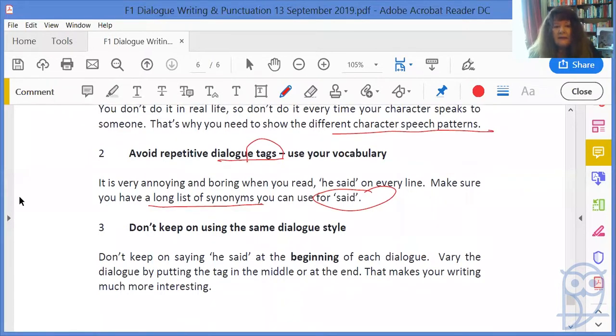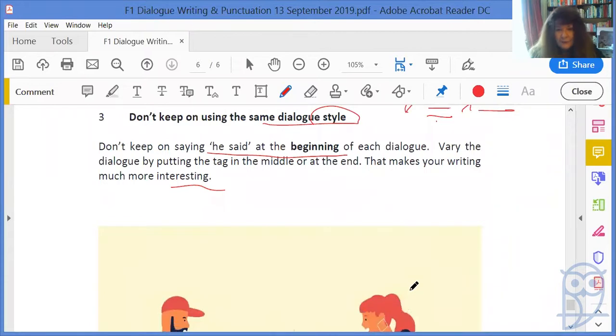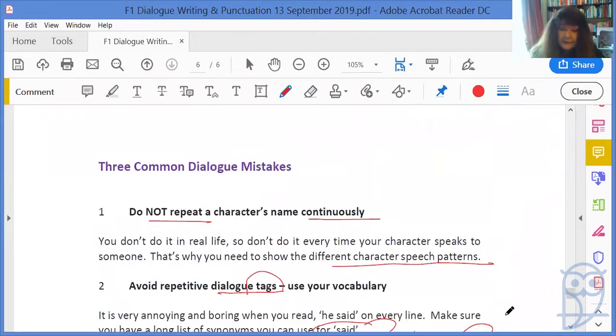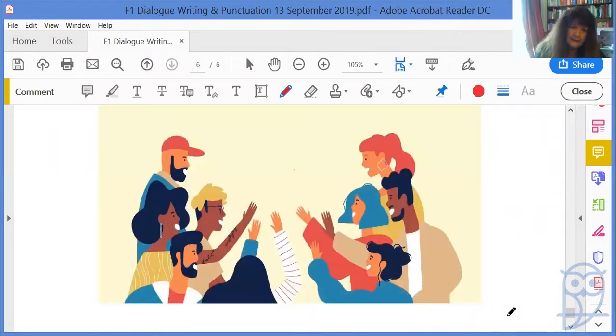Okay? And then don't keep using the same dialogue style. Don't keep saying he said at the beginning. He said, she said, he said, we said, they said. No, get your dialogue at the back end of the sentence or in the middle between 2 sentences, etc. Now you should know how to do that. Okay? So you want nice, interesting dialogue, and you want to be able to punctuate it properly. And that way your marks are going to be flying high instead of flying low.